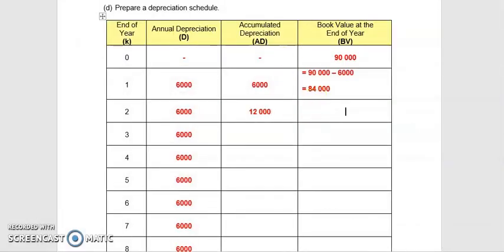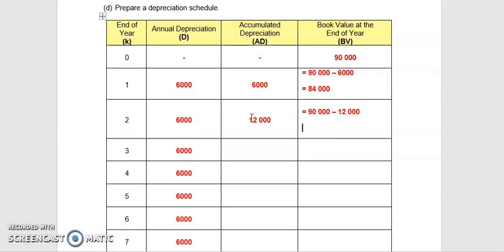Okay, book value will be original cost 90,000 minus, up to year 2 it already depreciated 12,000, right? So minus 12,000. So this one will be equal to 78,000.